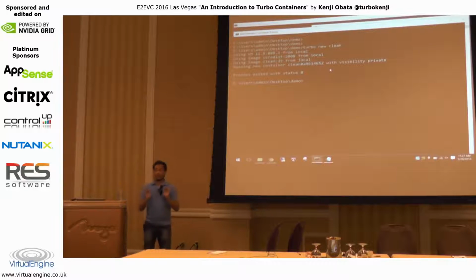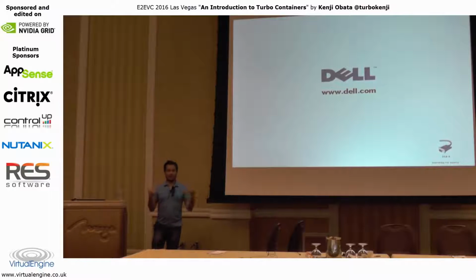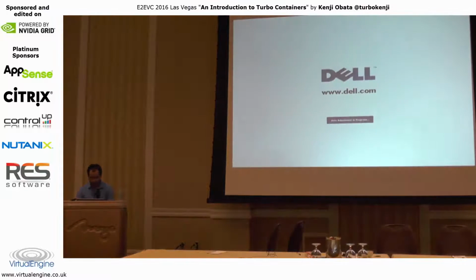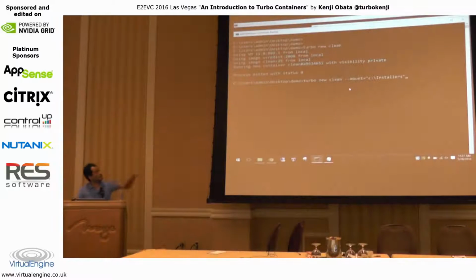I'm going to have a little issue though, because by default when I launch a container, it can't see the host device. So it's a standalone VM. So how am I going to get my installers and get all my other stuff into it? So what I'm going to do is use a slight variation of that command. I'm going to say turbo new clean, and I'm going to use the mount command.